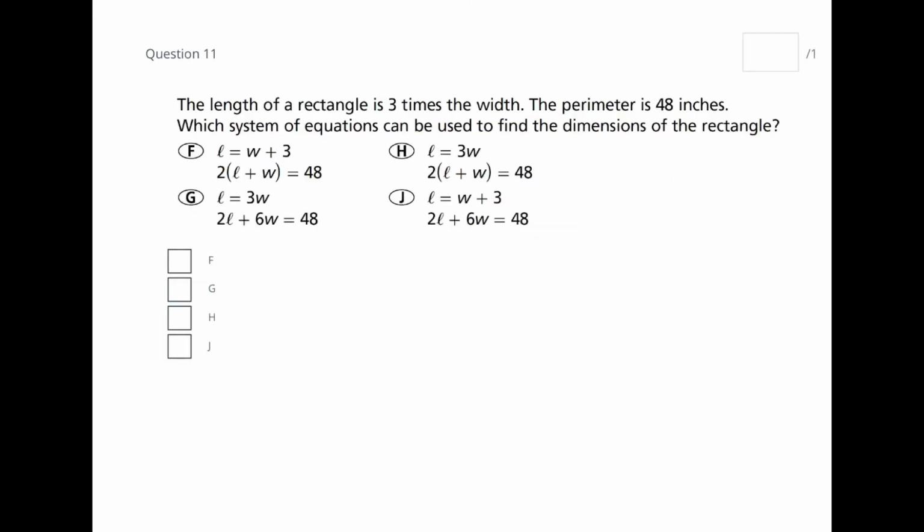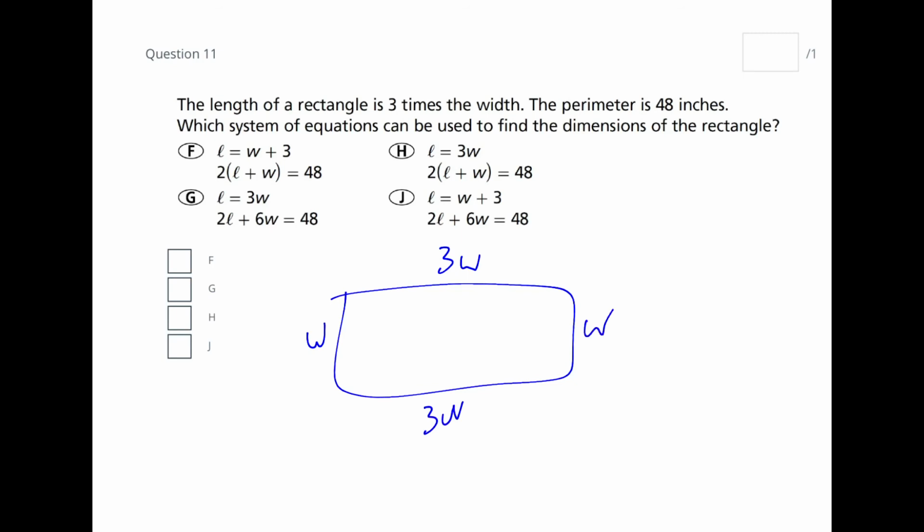So length of a rectangle is 3 times the width. So we'll say that's 3W, and that's W. The perimeter is 48 inches, so let's fill in the other ones. And we have 3, 6, 7, 8W is equal to 48. So therefore W is equal to 6. So what I actually did there is I said that the length is equal to 3W. Then what's the formula to find the perimeter? It's twice the length and width put together. So this one is correct, this one is not. H is the answer.